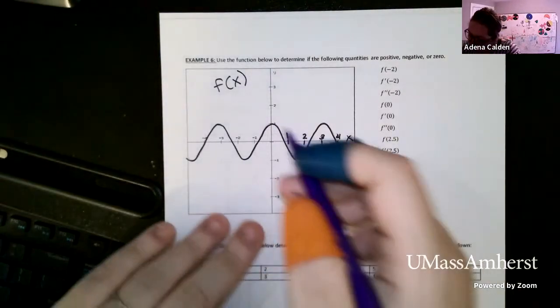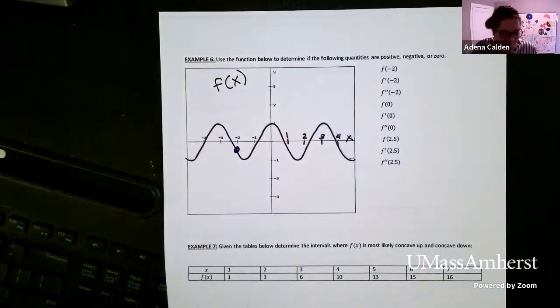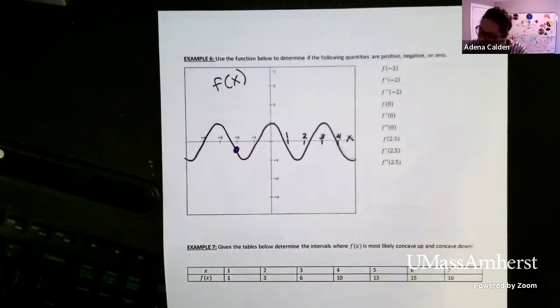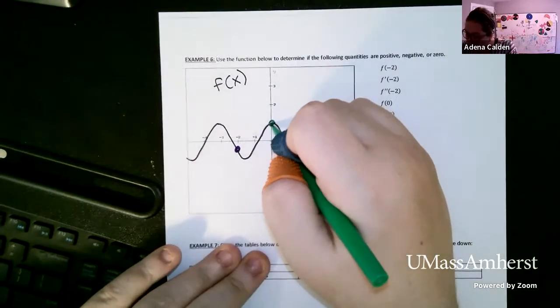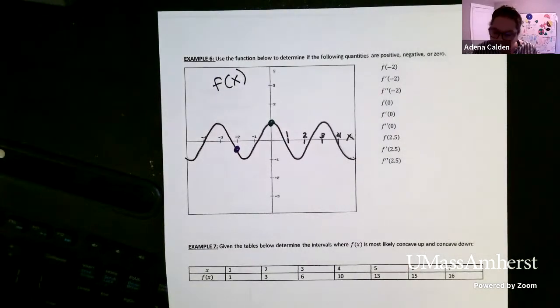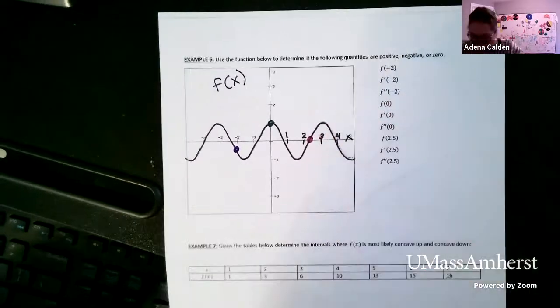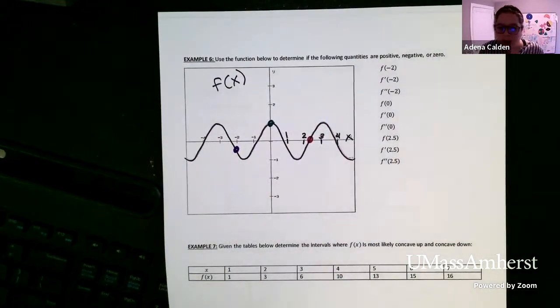So I'm going to mark each of these. Okay, so -2 is right here. 0 is right here. And 2.5 is going to be right here. It doesn't quite look like 2.5, but that's because I traced it weird.